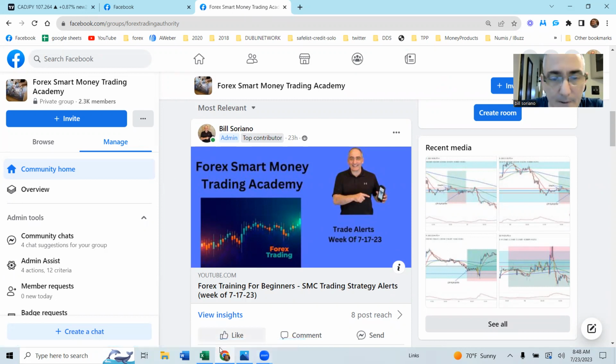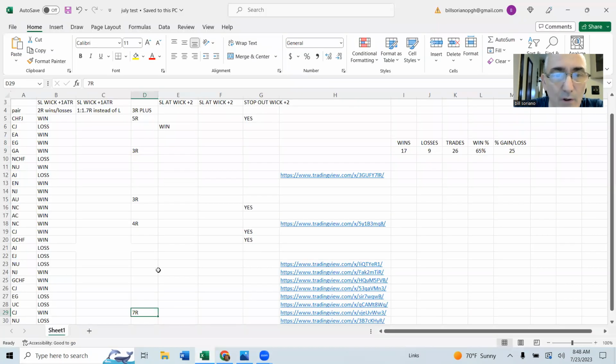So I'm going to clean this chart up, and I'm also going to put a space in between weeks here, so I know how many wins and losses are in each particular week.